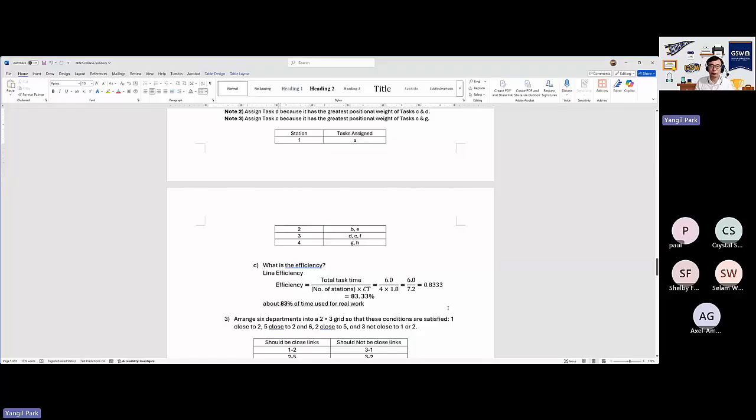Then you get 0.833, which is approximately 83%. Meaning that about 83% of the time has been used for real work. So the time is well spent in terms of 83%. So the 17% is idle time. To improve the efficiency, I think it's pretty obvious that you reduce the number of stations, right? Then you'll achieve a higher percentage.